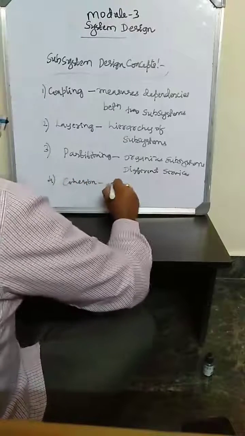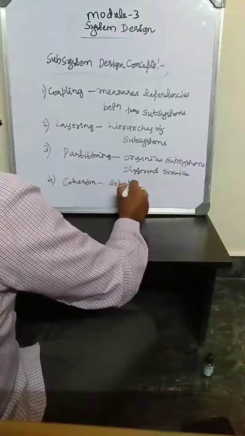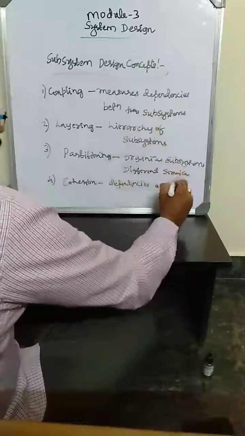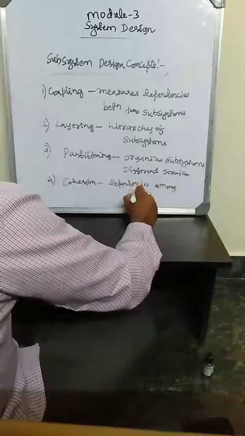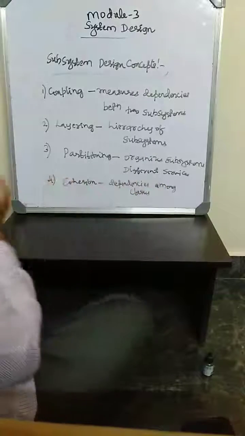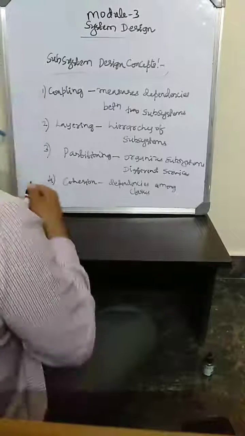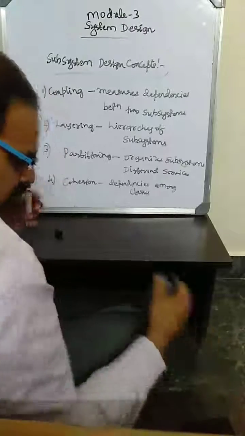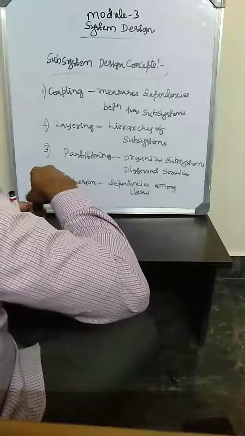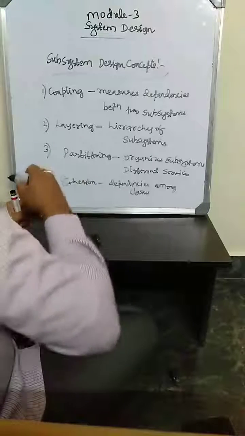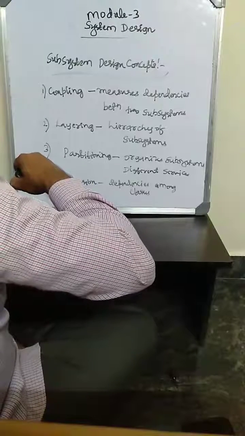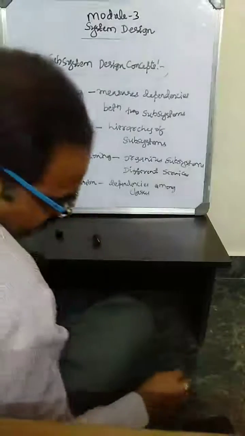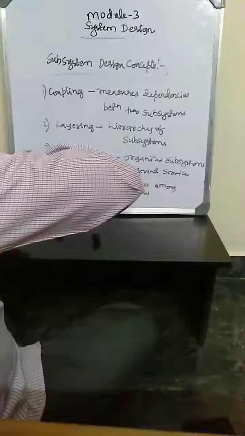It actually measures dependencies among classes. Here it is between subsystems, but here it is the dependencies among classes. That is the only difference that you can make out with respect to cohesion and coupling. Cohesion and coupling.